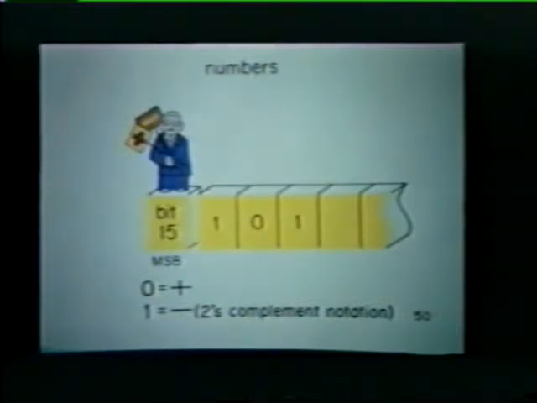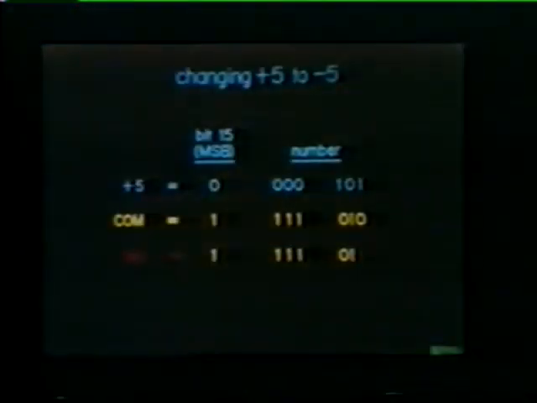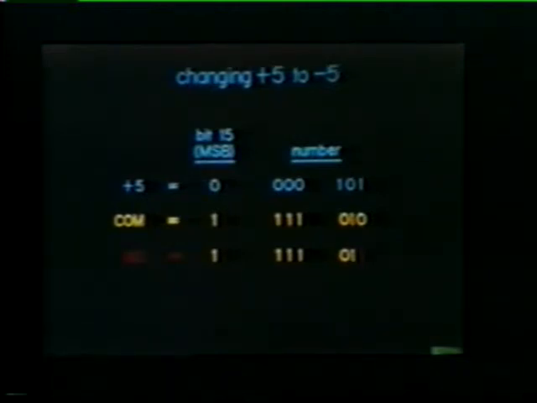At this point, let's briefly review positive and negative numbers. Changing a +5 to a -5 is a simple procedure. Notice the binary equivalent of +5. A 0 in bit position 15 indicates the number 000101 is positive. Converting this +5 to a -5 takes 2 steps.